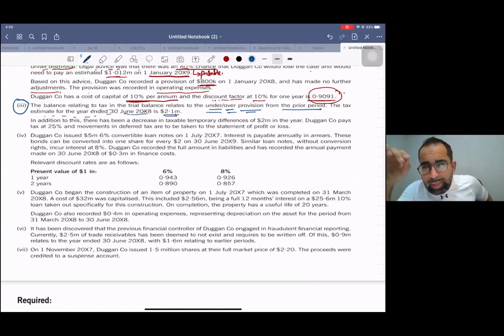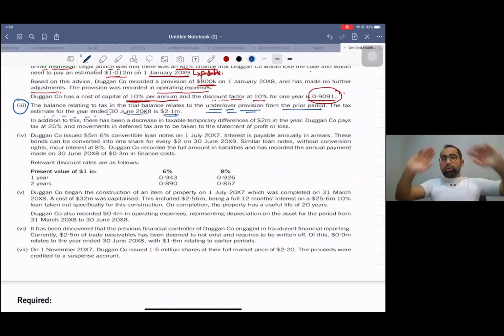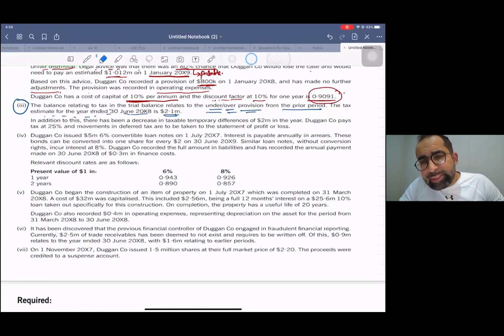So you can make your own packet, wherever you are sitting. First of all, you will write the estimated current tax, that is 2.1 million or 2100. The second thing, you will deduct as over provision. Over provision is deducted because it's an income. So these two things will make your total tax.